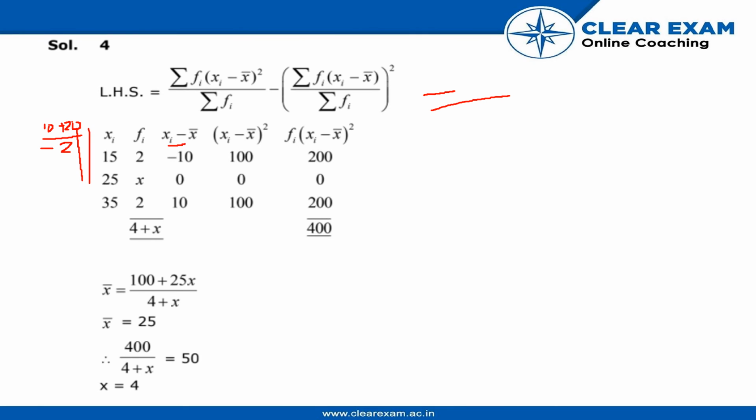Then we would calculate these values, and after calculating we would put them in the equation, so we would get this. After solving we would get x bar equal to 25, and we had the value of variance given in the question, which was 50. So we would substitute those values: 100 upon 4 plus x equals 50. Then the value of x will come out to be 4, which is the answer.